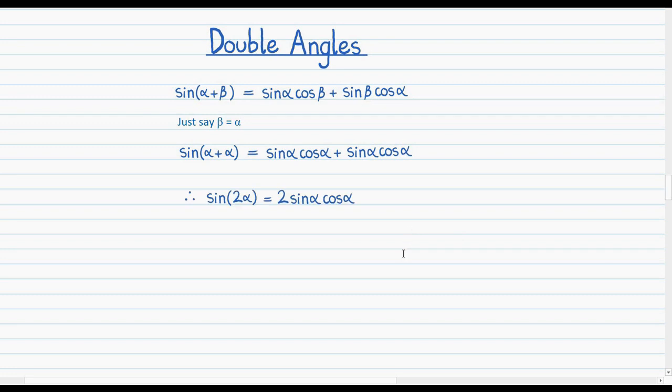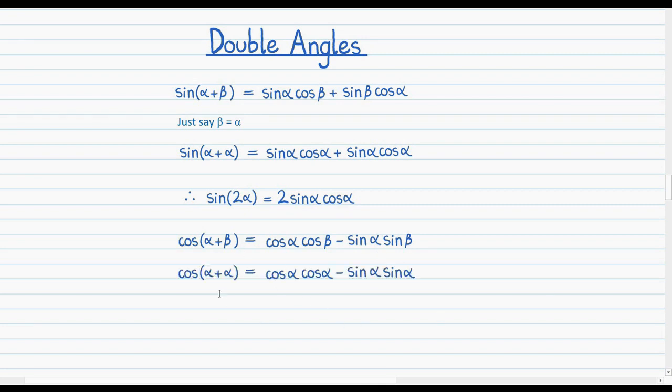Then for cos(alpha + beta), which would expand to cos alpha cos beta minus sine alpha sine beta, you just change beta to alpha, making it cos(alpha + alpha) equals cos alpha cos alpha minus sine alpha sine alpha, where since the two terms consist of two of the same terms multiplying each other, this ends up as cos 2 alpha is equal to cos squared alpha minus sine squared alpha.